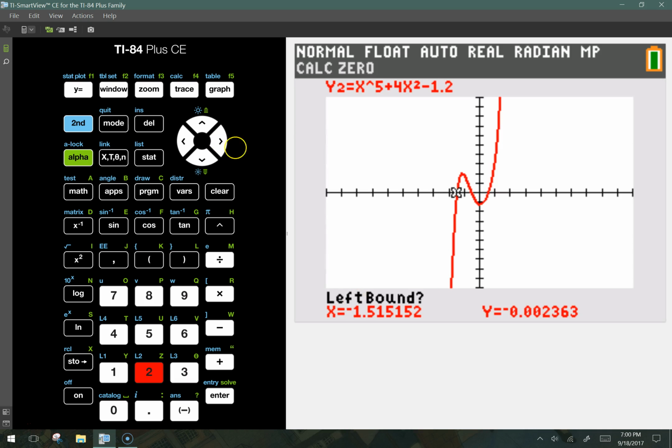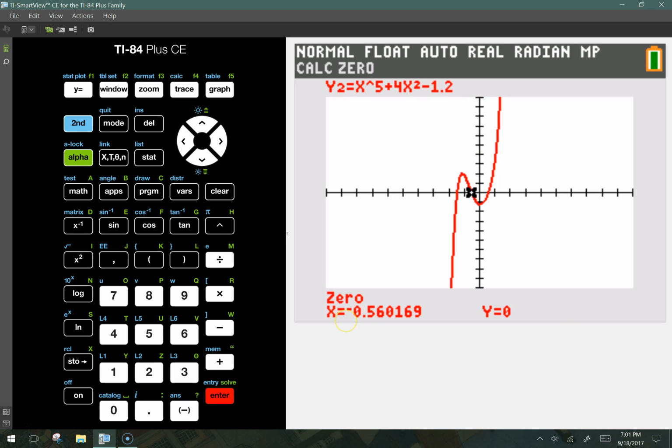For my left bound, I want to get it away from this x-intercept that I just found and over closer to the one that I'm currently looking for. So I'm going to move him over a little bit so he's closer. There's my left-hand side. It asks me for my right bound, so I'm going to go over to the right-hand side of the x-intercept that I'm looking for. And then for the guess, I'm going to put the cursor back in the middle, pretty close to being right on top of that x-intercept that I'm trying to find, and hit enter one more time.